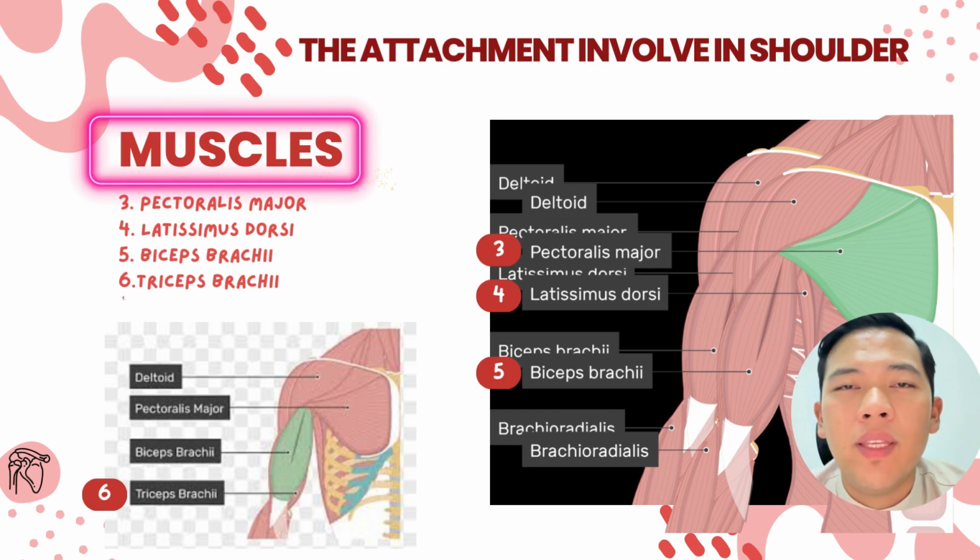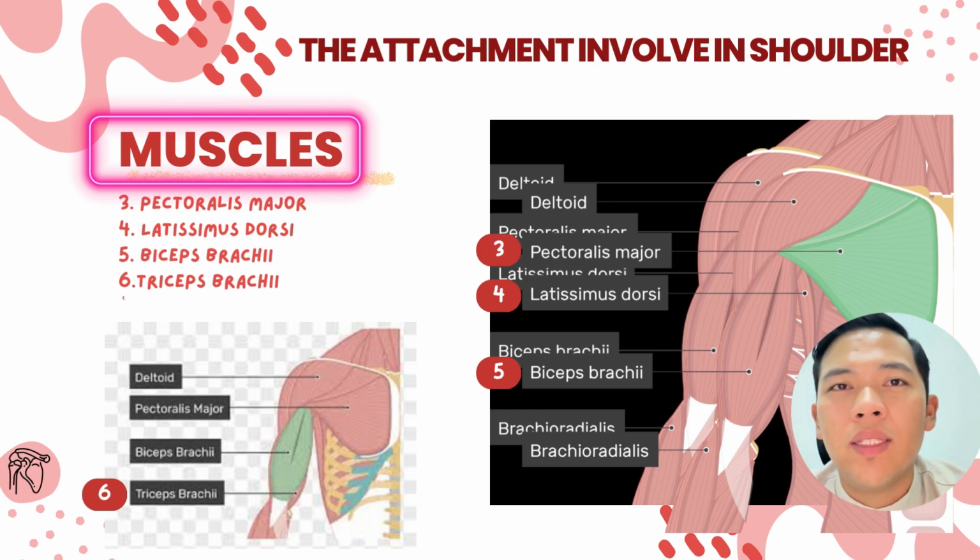The number five is the biceps brachii. The biceps brachii is located at the front of the upper arm, and has two heads, a long and a short, that cross the shoulder joint. It assists in shoulder flexion and stabilization.